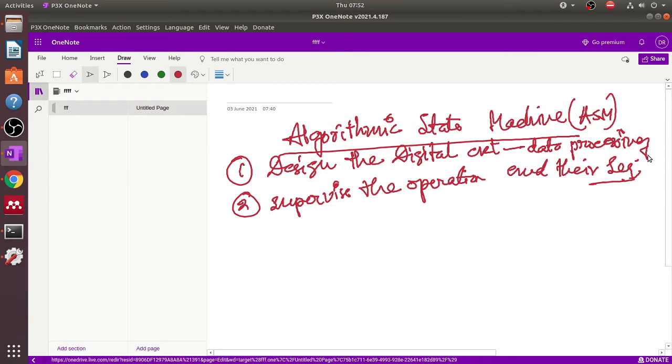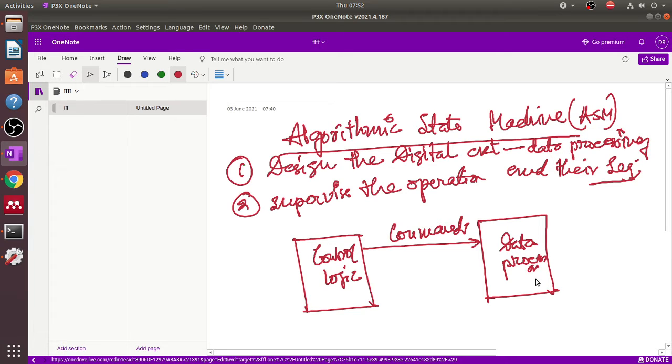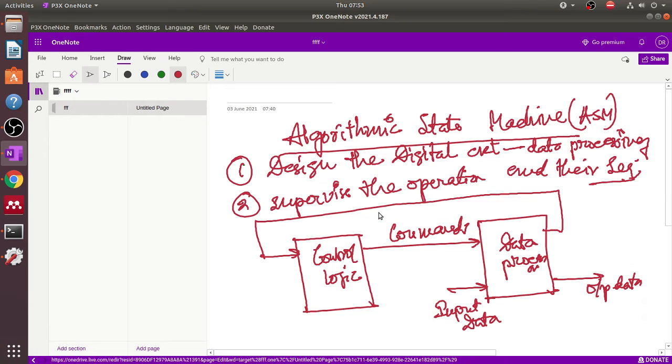So now we consider the control and the data processor interaction. This block is known as our control logic. All commands are coming from this control logic, and here is our data processor. From here we get the output data, and here we apply the input data, the status conditions, and these are the external inputs. So this is the control and data processor interaction.